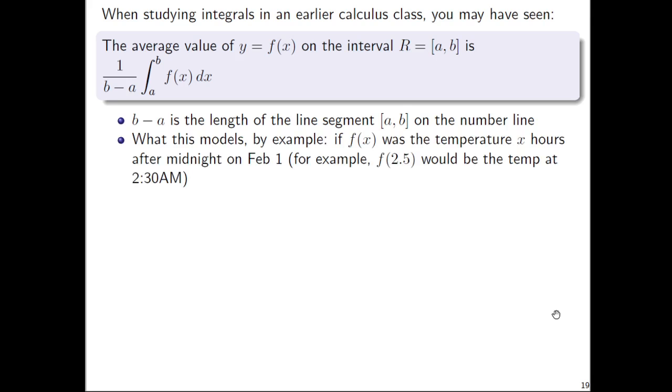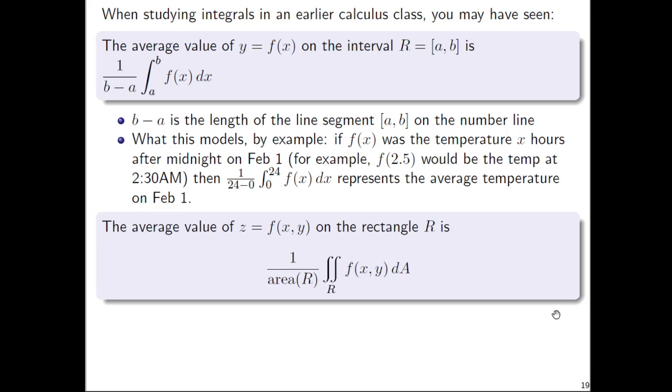What this models is, for instance, if f of x was a temperature x hours after midnight on February 1st, so for example, f of 2.5 would be the temperature at 2:30 a.m., then this average value integral represents the average temperature throughout the day on February 1st.